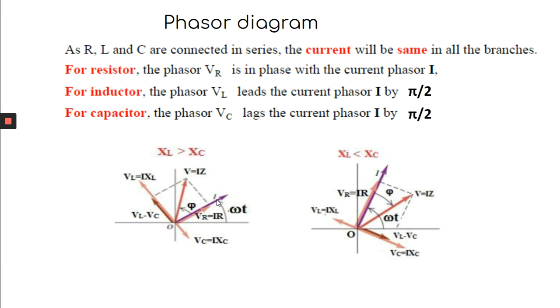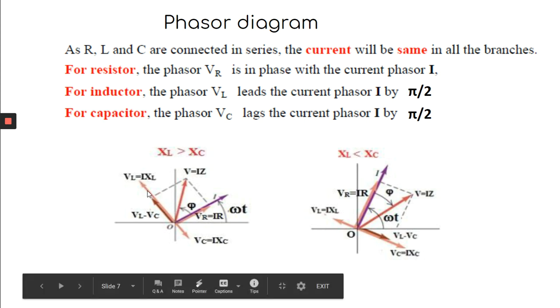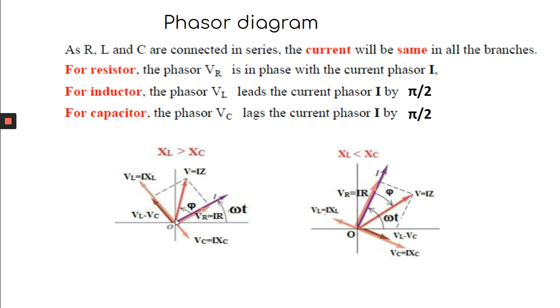Now let us draw the phasor for VL. So this point is important. VL leads the current phasor by pi by 2. It leads. So if you take this as the present position, then pi by 2. So this is the VL and this is the current phasor. Sorry, this is the voltage phasor across the inductor.